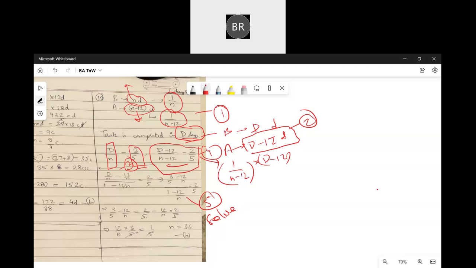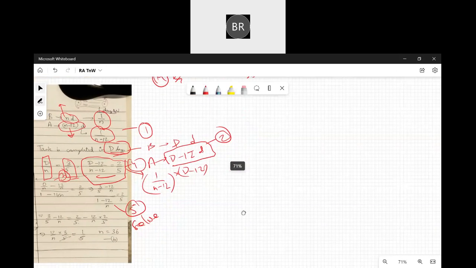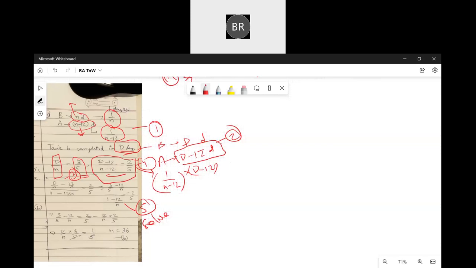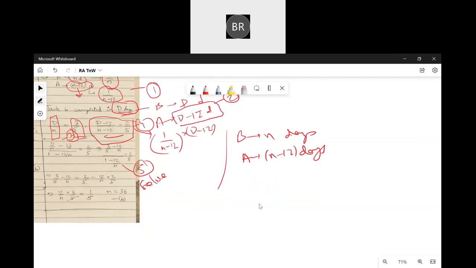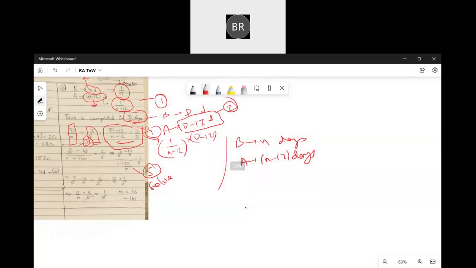Step number 2, pay attention everyone. I'm writing it fresh once more. Sangeeta, look carefully, you will understand up to step 2 and then it will follow. B, if working alone, would have completed it in n days, and A, if working alone, would have completed it in n minus 12 days. But they are not doing it alone, they are working together and completing the task in D days. B works till the end, so B works for D days, but A leaves 12 days before the work is completed, so A works for D minus 12 days.